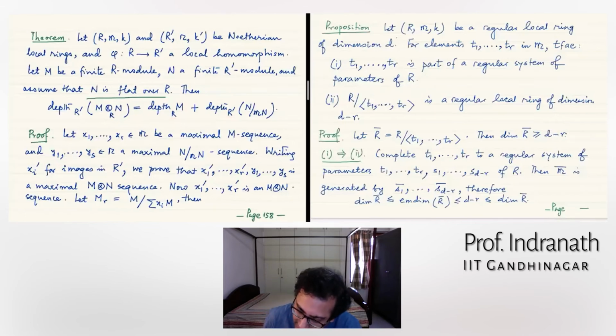Let me be a little careful. We will use this dash for the images in R dash under this map, so xi dash is the image of xi in R dash. Now, our claim is that x1 dash to xr dash, which are in the maximal ideal of R dash since it is a local homomorphism, together with y1, y2, ..., ys, these r plus s elements, form a maximal M tensor N sequence. So this is the main claim.